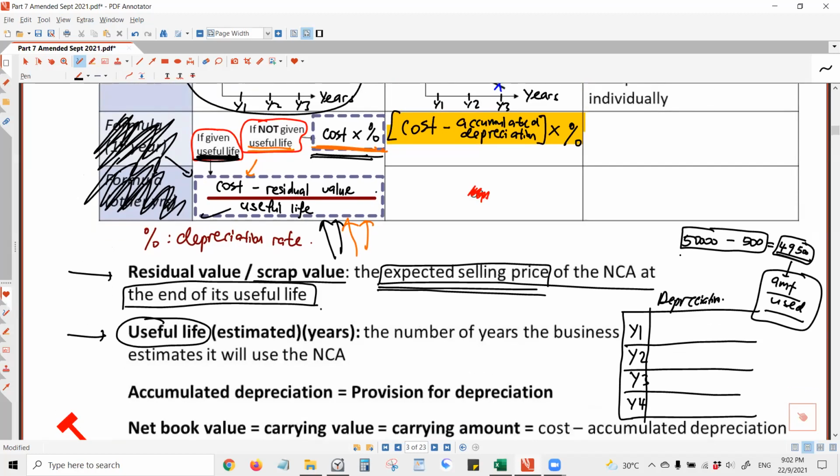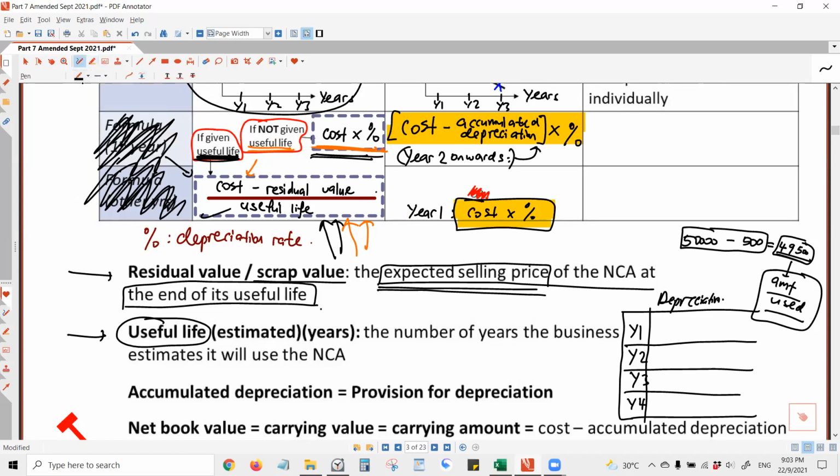let me think. I think it's better for me to split the formula for you. You write here, year 2 onwards. Year 2 onwards, you use this formula. For year 1, you use another formula, cost times percentage. Let me amend it. I find that this way is better. It leads to less misunderstanding.